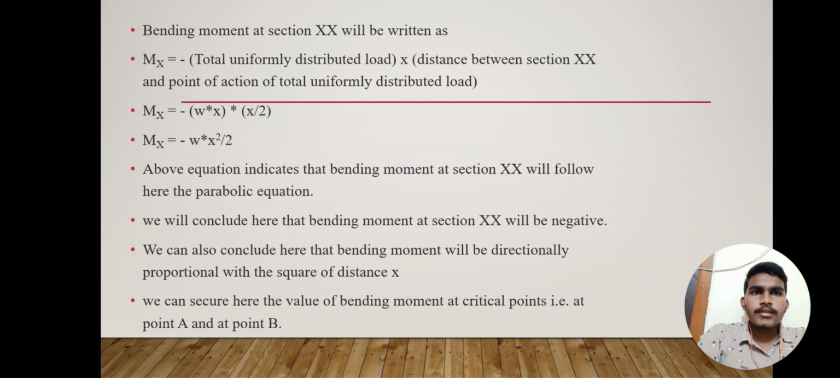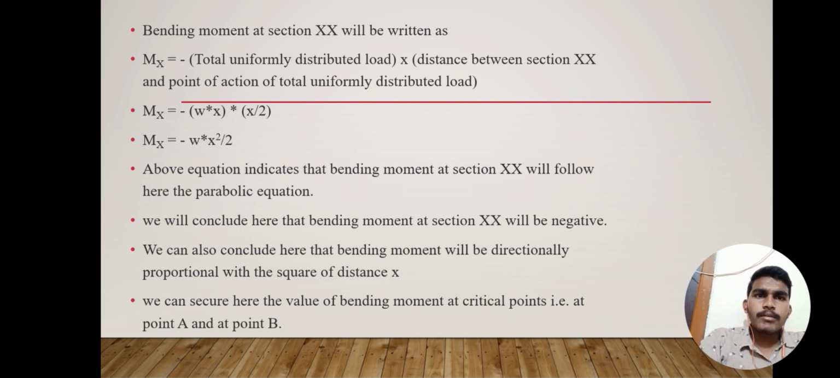Bending moment at section XX will be written as Mx. It is minus of total uniform load into the distance between section XX and the point of action of the total uniformly distributed load. This negative sign follows the sign conventions of shear force and bending moment diagrams, as we discussed in the previous slides. Mx equal to minus w into x by 2, because it is a uniformly distributed load. So Mx equal to minus w x square by 2.